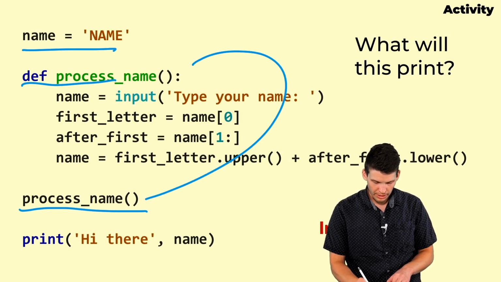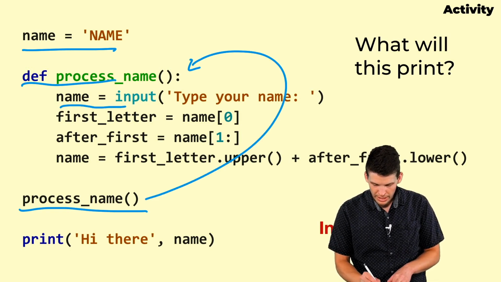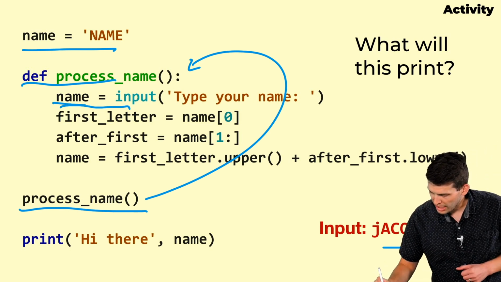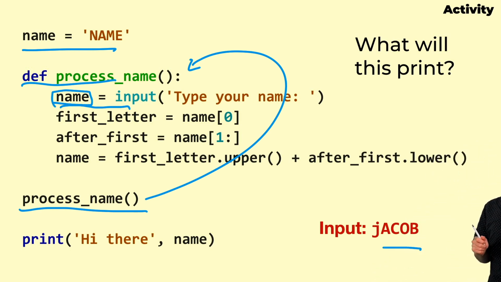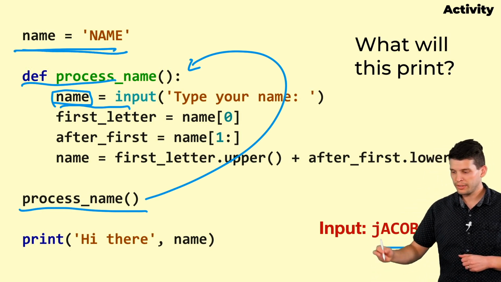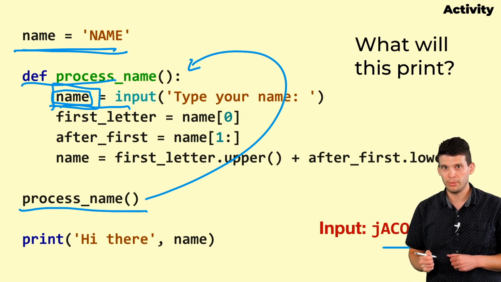So we go up and call process name, and it asks for a name. If that's what is typed in, that's what this name variable becomes. But the question is, does this overwrite this variable, or is this a separate name variable?